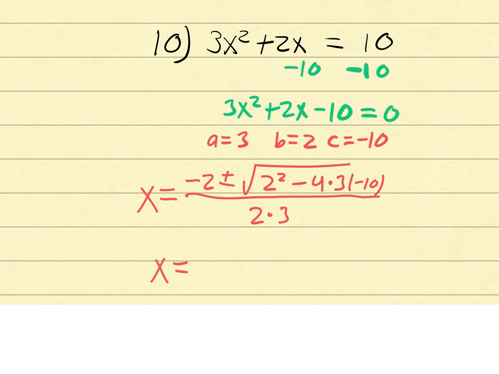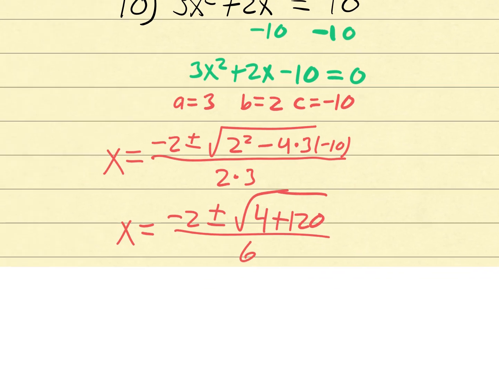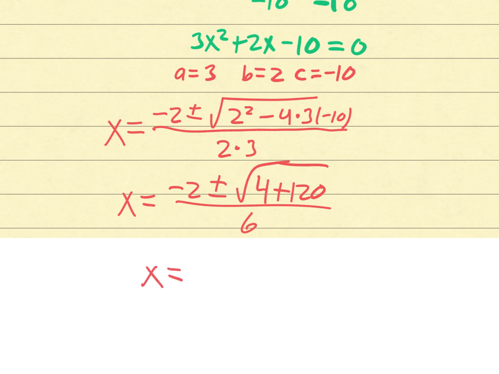So we get x equals negative 2, simplifying under that radical. 2 squared is 4. Negative 4 times 3 is negative 12. Negative 12 times negative 10 should get you positive 120. Over 2 times 3 is 6. Simplifying under that radical a little bit more, we get negative 2 plus or minus the square root of 124 over 6.